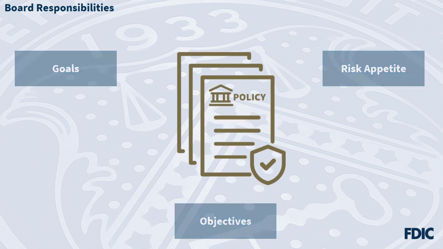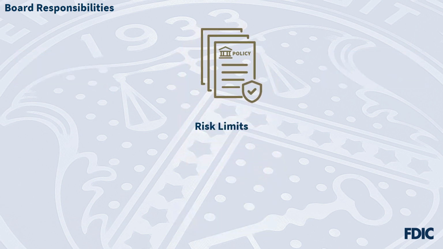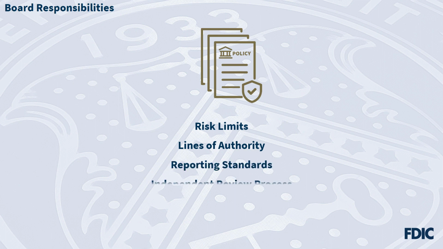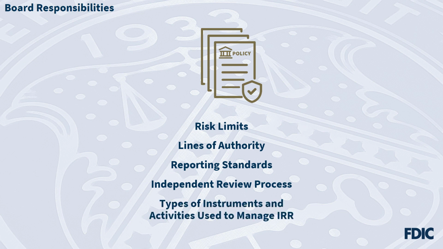Policies typically specify risk limits for both earnings and economic value of equity exposures, document lines of authority and responsibilities, establish reporting standards and an independent review process, and identify the types of instruments and activities the bank may use to manage interest rate risk exposure. Note that if hedging strategies were used, policies would outline permissible strategies and relevant limits.